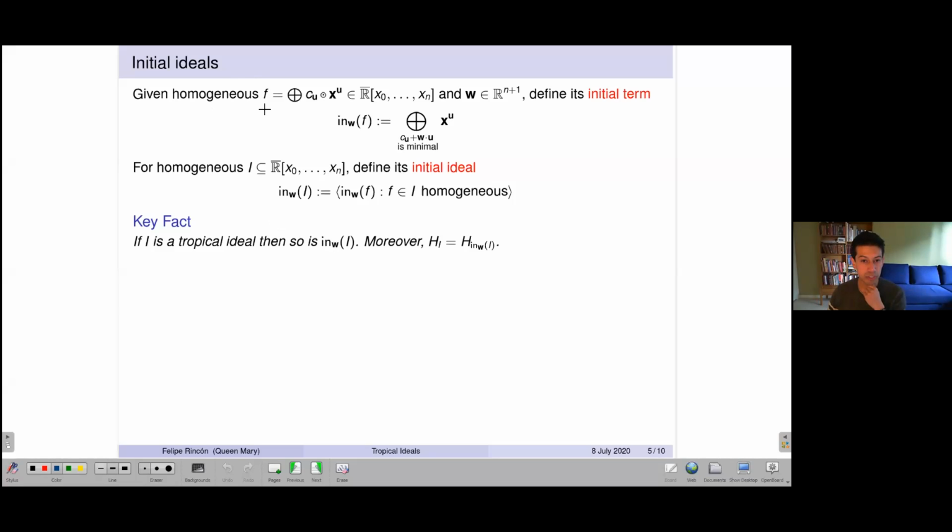Let's say you have a homogeneous tropical polynomial now, so some tropical sum of tropical monomials with their tropical coefficients in front. And you pick some weight vector that you can think of as assigning a weight to each of the variables. So it has n+1 coordinates because there are n+1 variables here. Then this weight vector defines an initial term of the polynomial. And the way that initial term is defined is, you pick out the monomials appearing in your polynomial where the term has minimal weight.